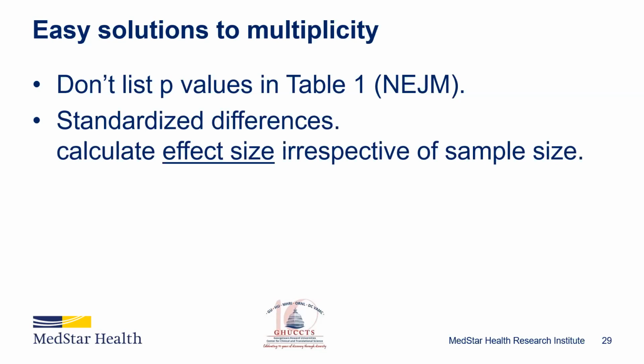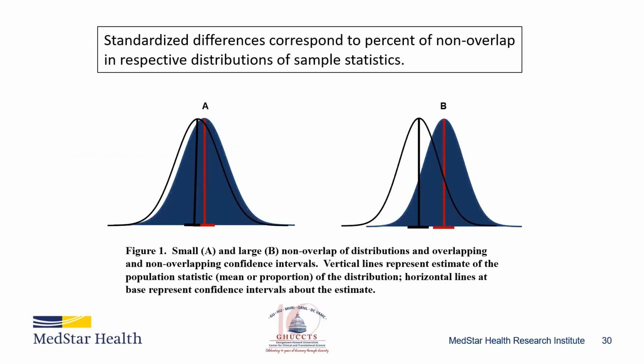I have a few slides here on what standardized differences are. I won't go over those in detail. You can look at those yourself, because I'm kind of running short of time here, but basically standardized differences correspond to a percent of non-overlap in the respective distributions of sample statistics. So you can see in A, we have a lot of overlap, and in plot B or figure B, we have quite a bit of non-overlap.